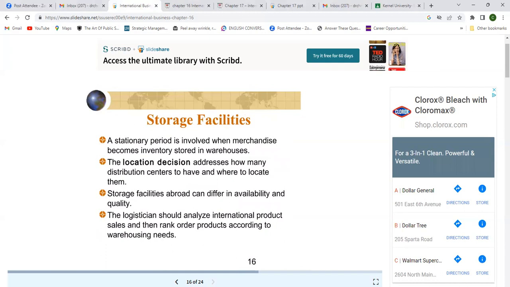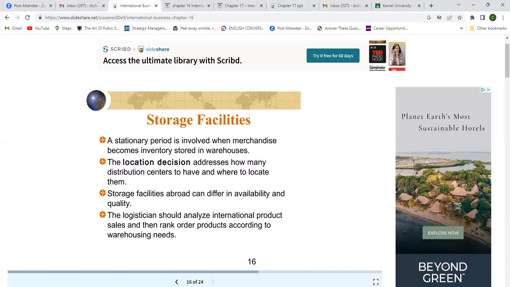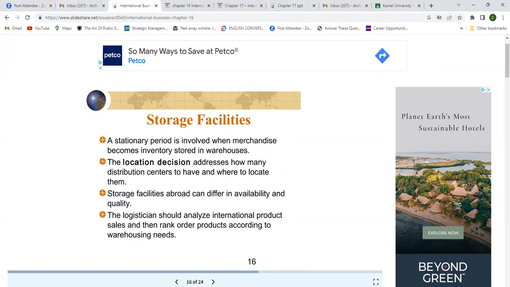Storage facilities. A stationary period is involved when the merchandise becomes inventory stored in warehouses. The location decision addresses how many distribution centers to have and where to locate them. Storage facilities abroad can differ in availability and quality. Logisticians should analyze international product sales and rank the products according to warehousing needs.